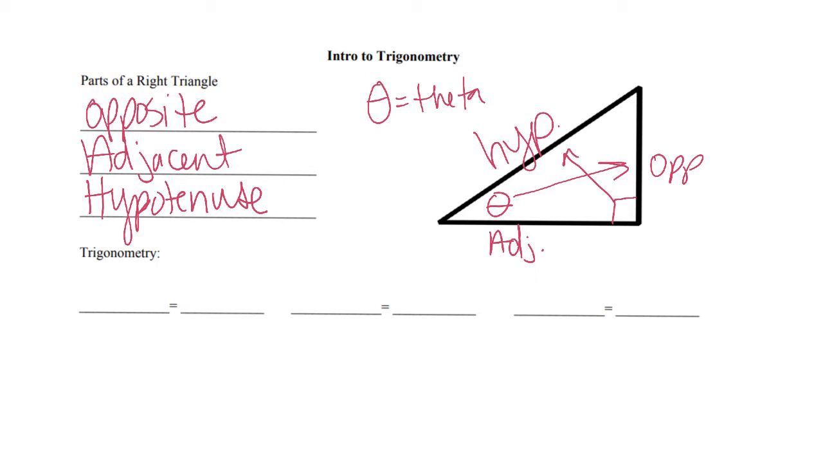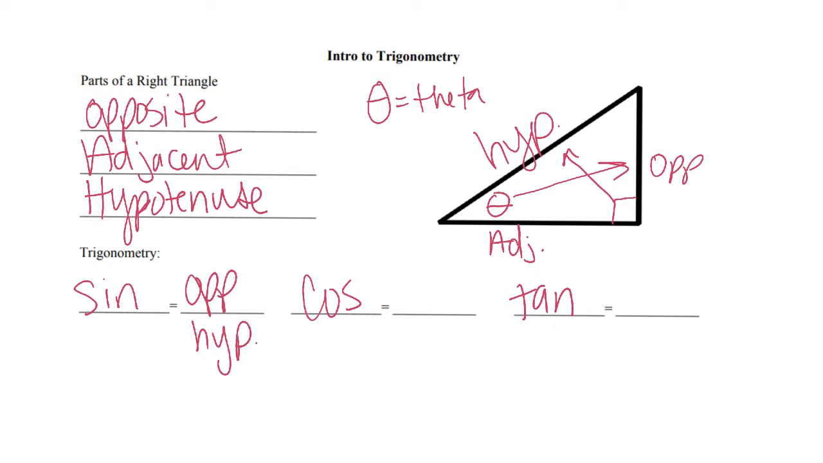That's perfectly fine. So with trigonometry, your three trigonometric functions are sine, cosine, and tangent. Sine is opposite over hypotenuse. Cosine is adjacent over hypotenuse. And tangent is opposite over adjacent.